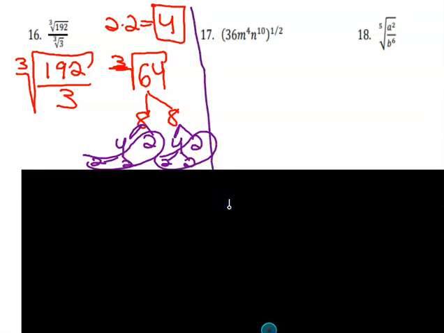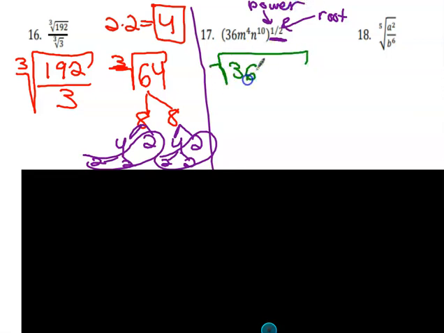Okay, number 17. So I need to multiply this 1/2 to everything on the inside. Or you can make it into a radical. What this means, the 2 is the root. The 1 is the power. Okay, so the square root of 36, m to the 4th, n to the 10th. So the square root of 36 is 6. M to the 4th. Well, how many groups of 2 is that? 1, 2. That's 2 groups.